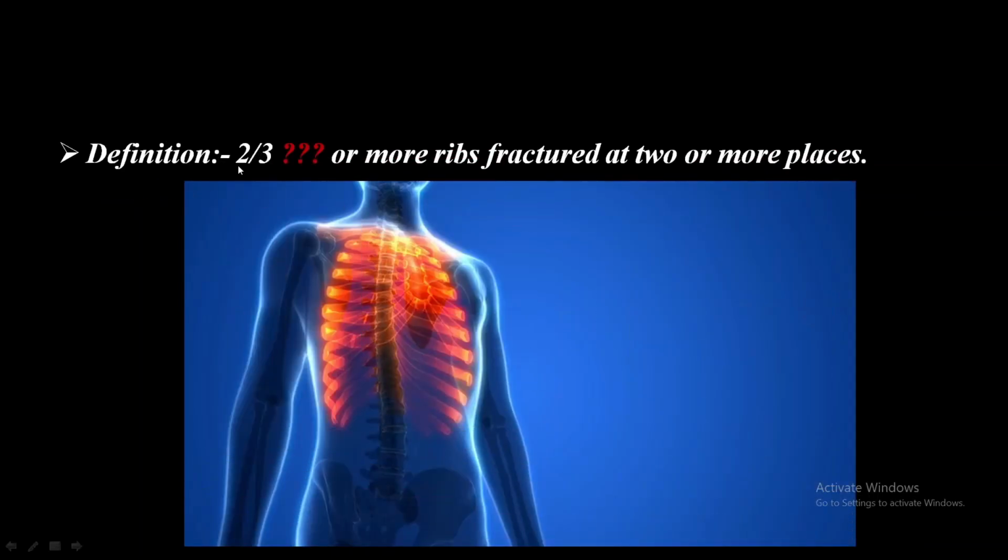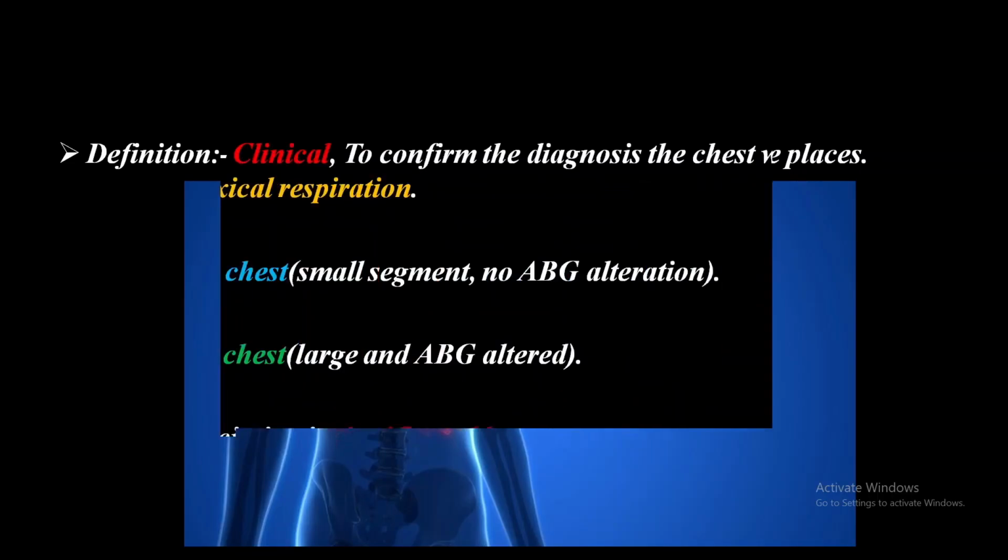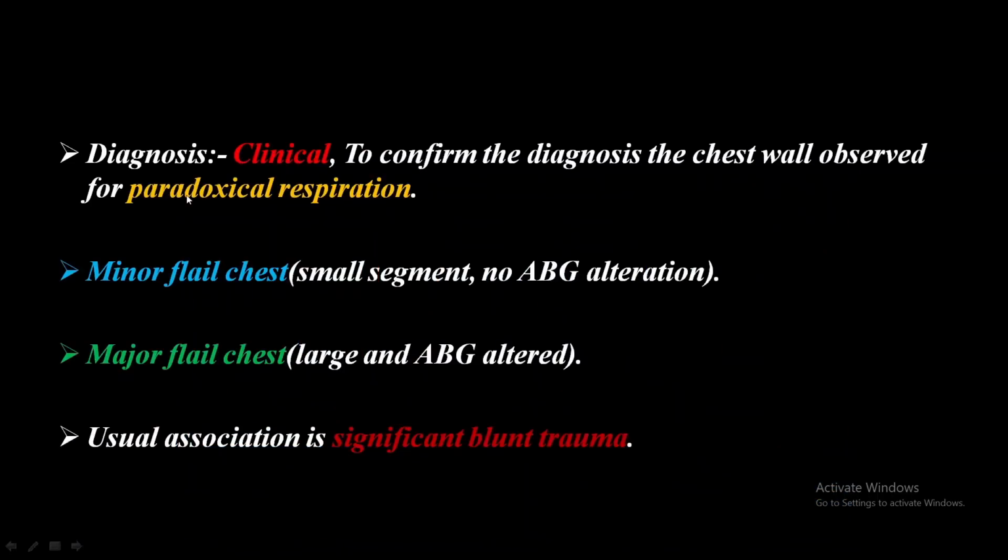By definition, some books say 2, some books say 3 or more ribs fractured at 2 or more places. If you want to quote some book, quote Bailey and Love and say 3 or more ribs, because the 27th edition says this. The diagnosis is purely clinical. To confirm the diagnosis, the chest wall is observed for paradoxical respiration.